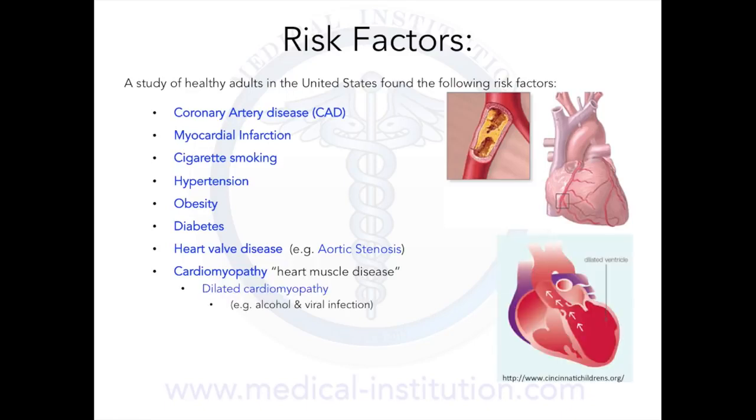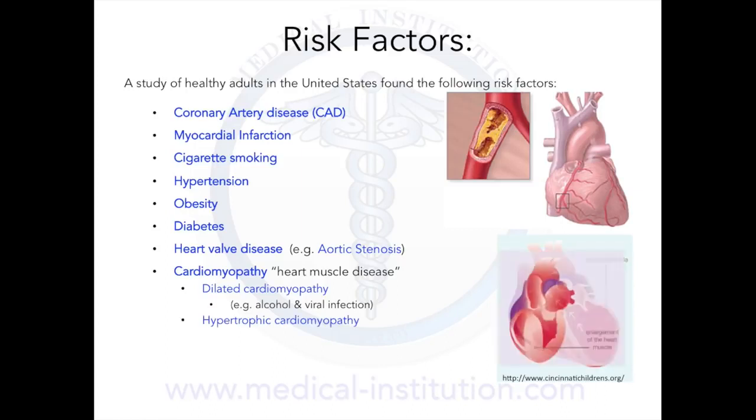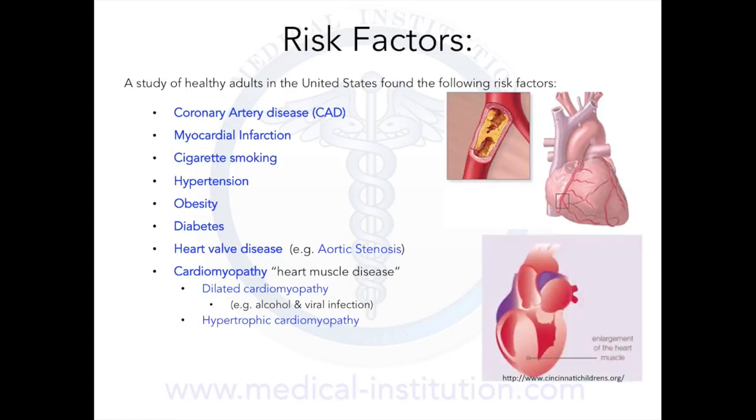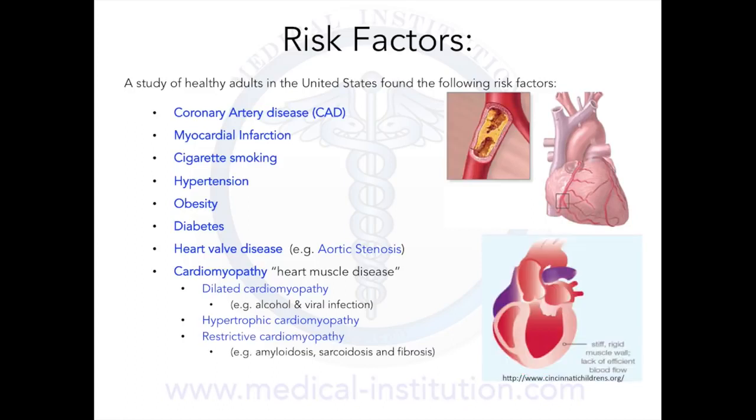For example, dilated cardiomyopathy, in which the heart's ability to pump blood is decreased because the heart's main pumping chamber, the left ventricle, is enlarged, and is associated with alcohol and viral infection. Hypertrophic cardiomyopathy, which is associated with thickening of the heart muscle, most commonly at the septum between the right and the left ventricle. Restrictive cardiomyopathy, which is a condition in which the walls of the heart are abnormally rigid and lack flexibility to expand as the ventricle fills with blood, and it's associated with amyloidosis, sarcoidosis, and fibrosis.